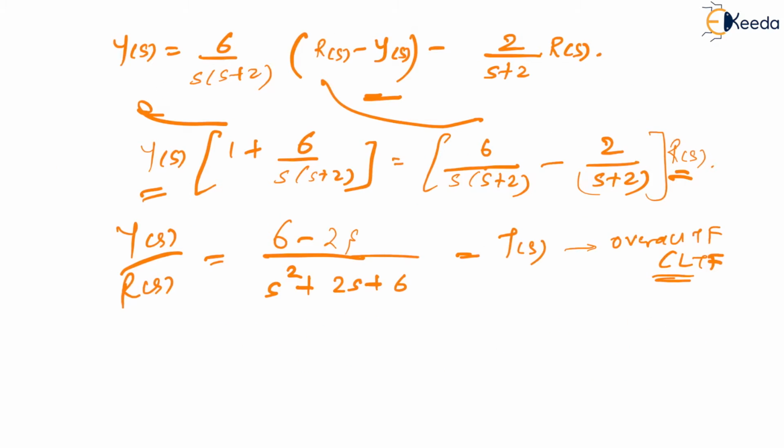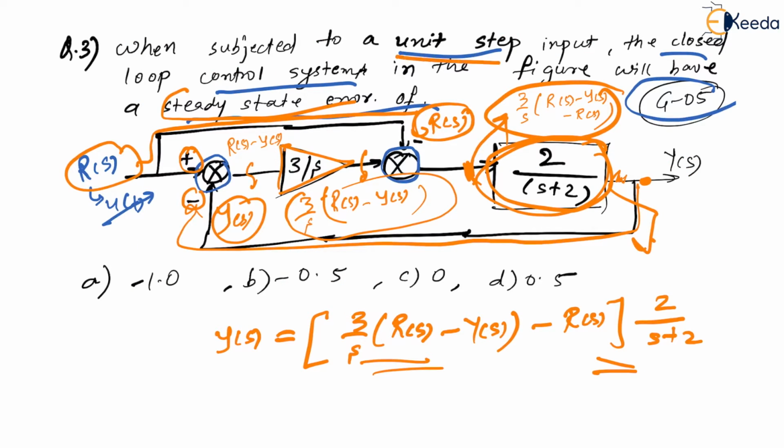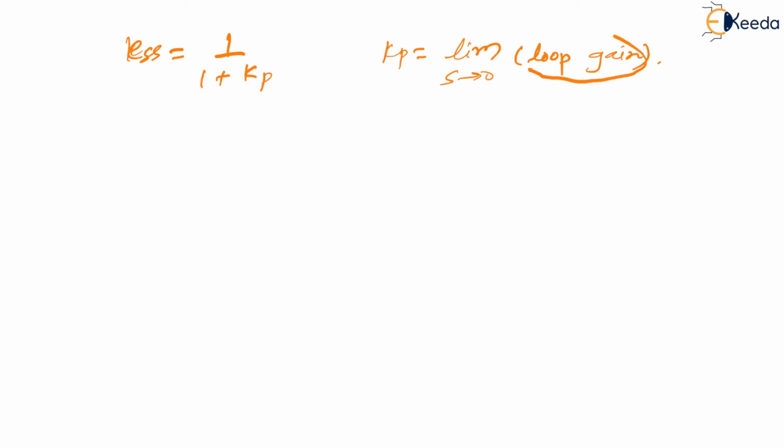But now, what have they asked you? They have asked you to find the steady state error, right? For steady state error, that too for unit step input, which means you definitely want ESS for unit step input. It is 1 upon 1 plus Kp. Is that right? Yes. Now, what is Kp here? Kp is nothing but limit as s tends to 0 of the loop gain. Is that correct? Yes. So now if you check out what you want, you don't want the closed loop transfer function, you want the loop gain or rather the open loop transfer function.